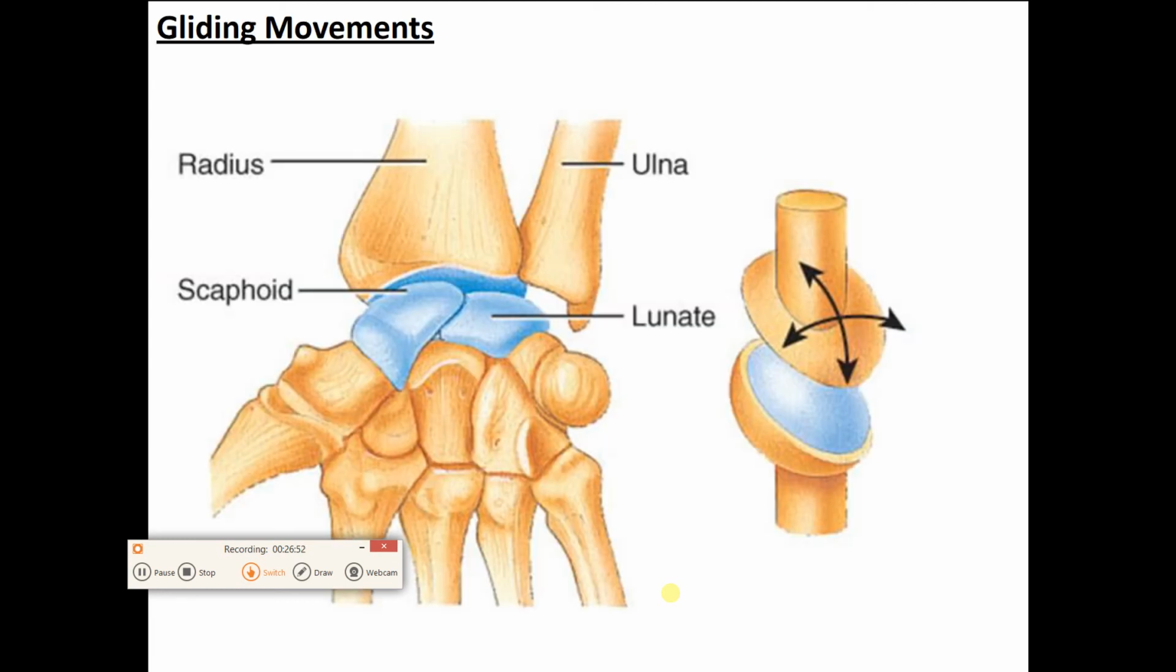Gliding joints, like the name implies, have two bone surfaces that are going to slide against one another. Now they have to be flat, so a plane joint is perfect here. And remember, we saw those plane joints between the carpal bones in the wrist.